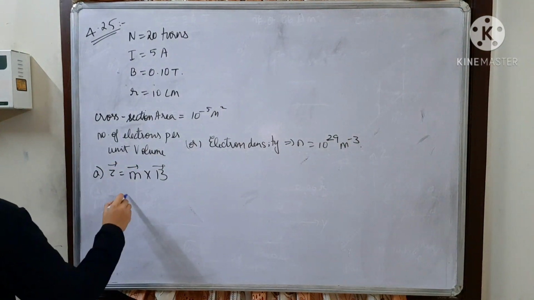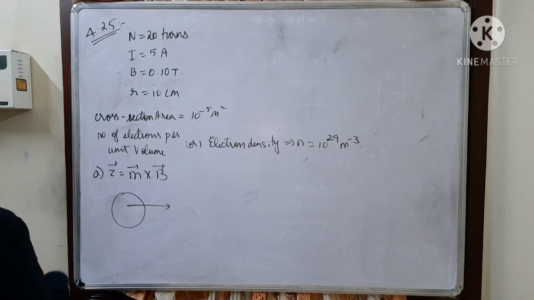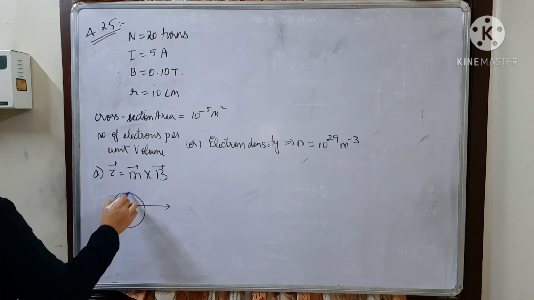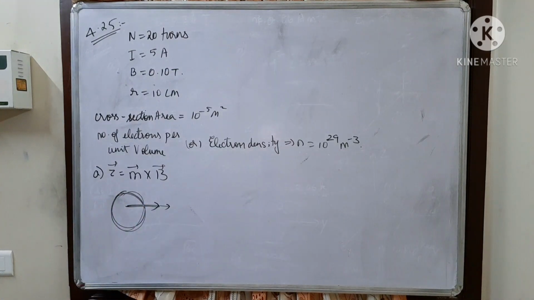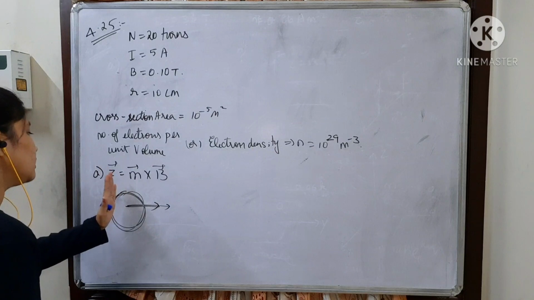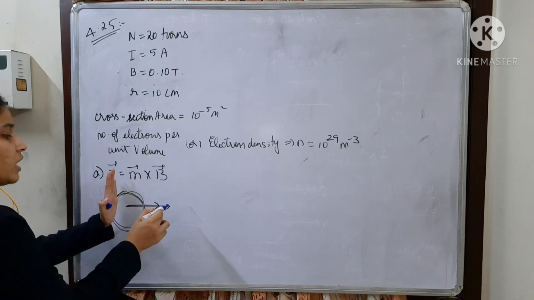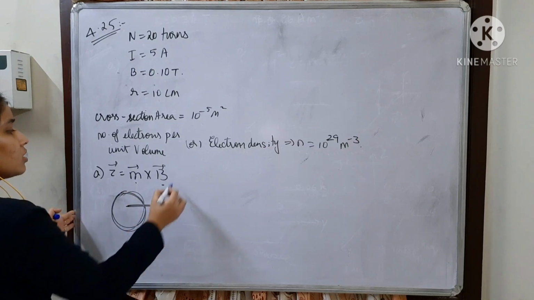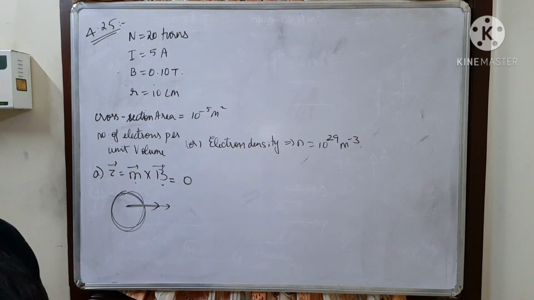Now if the coil is perpendicular to the magnetic field, that means the magnetic moment will also be parallel to the magnetic field. So basically the coil is like this, the magnetic field is in this direction, so the magnetic moment is also in the same direction, so both are along the same direction. So for parallel vectors, the cross product is equal to 0.